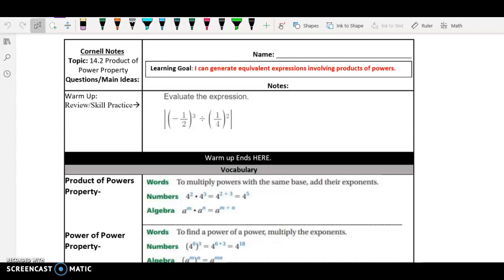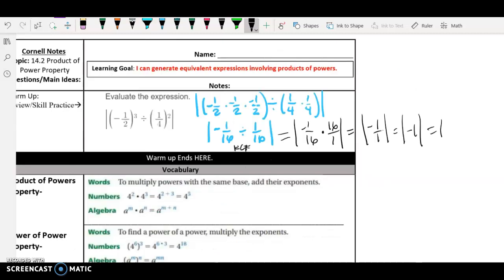We are starting 14.2, which is product of power property. The learning goal is I can generate equivalent expressions involving products of powers. So before we begin, I want you to do the warm-up, and then you're going to check your answer with mine.